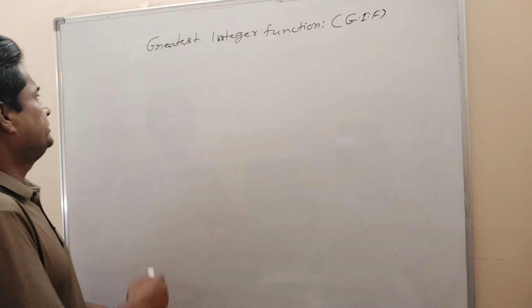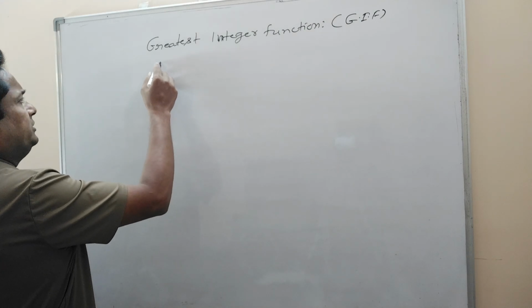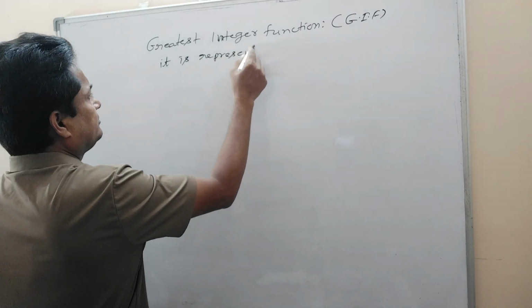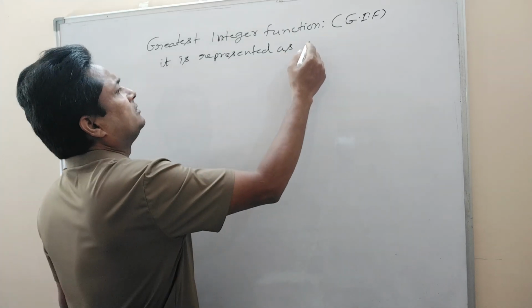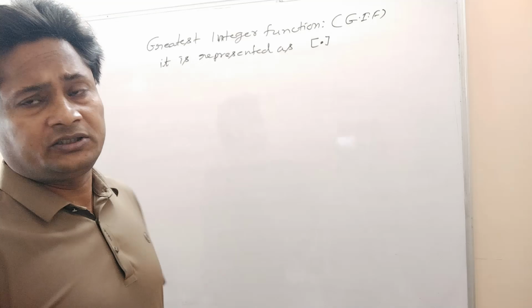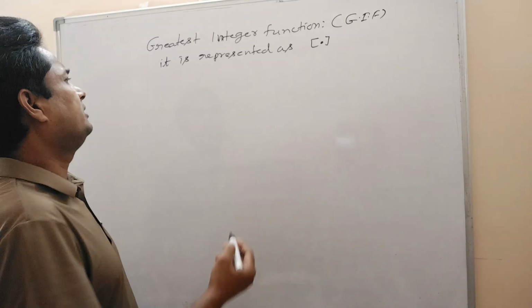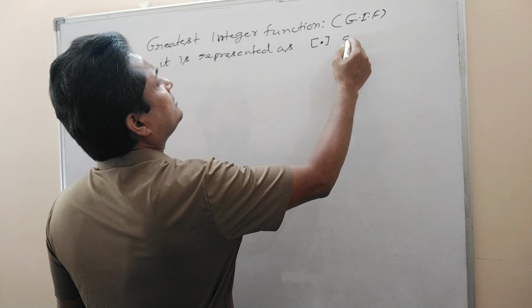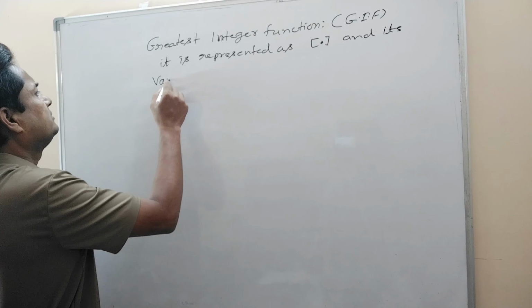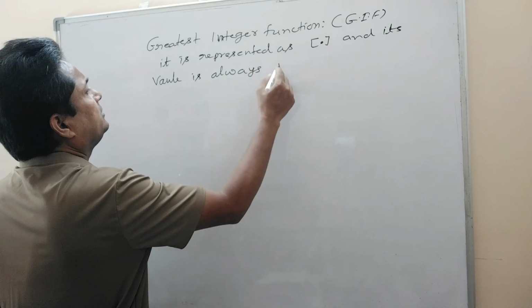Now, what is the definition of this one? The greatest integer function is represented as this one, and its value is always an integer.